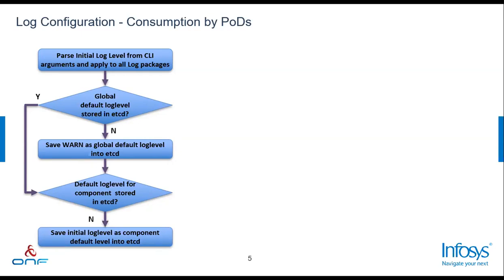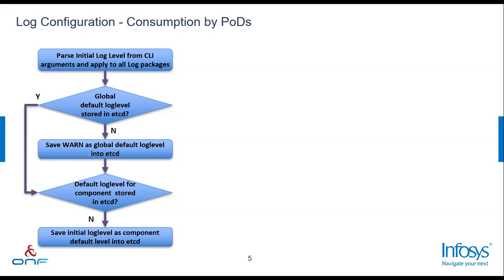So these are the only two places at the startup of the pod where the log level, the global and that component log level would be written into etcd. After that, the pod would not write anything into etcd. It will always read the log configuration from etcd.